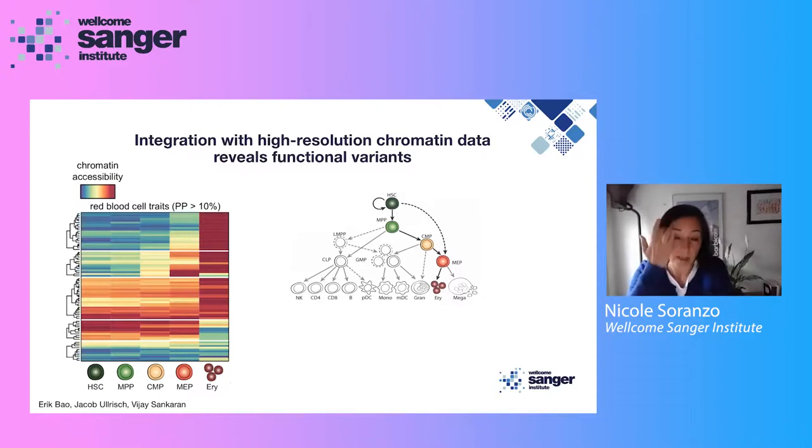And in this work done by our collaborator Vijay Sankaran, he was able to beautifully characterize at single cell resolution patterns of chromatin accessibility in all the major blood cells, including, as shown here, for instance, a lineage leading to the maturation of mature red blood cells from hematopoietic stem cell progenitors.